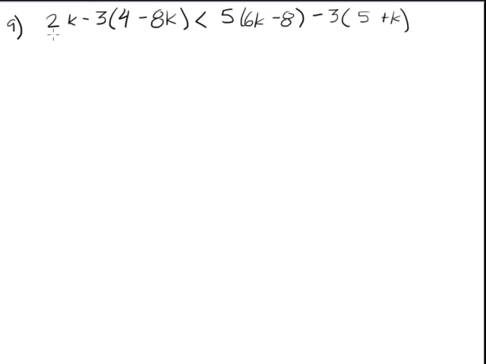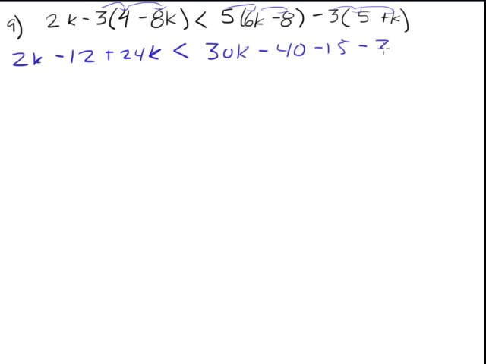Alright, so I have here 2k minus 3 in brackets 4 minus 8 is less than 5 in brackets 6k minus 8 minus 3 in brackets 5 plus k. So first things first, let us distribute all of these numbers that are beside the brackets to open up my brackets. I'm going to have here 2k minus 12, add 24k, 30k, subtract 40, subtract 15, subtract 3k.